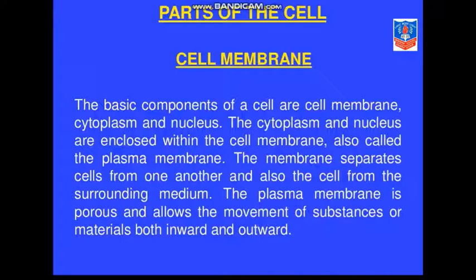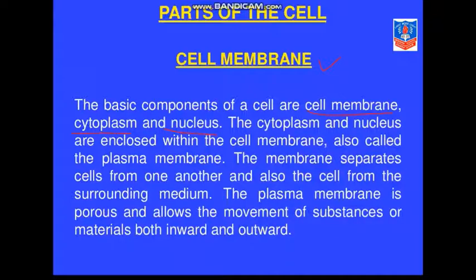Our first is the cell membrane. Now, the basic components of a cell are cell membrane, cytoplasm, and nucleus. These are the basic main components of the cell. क्या है? तीन main components हैं, cell membrane, cytoplasm, and nucleus. एक एक करके हम लेंगे. पहला है हमारा cell membrane.